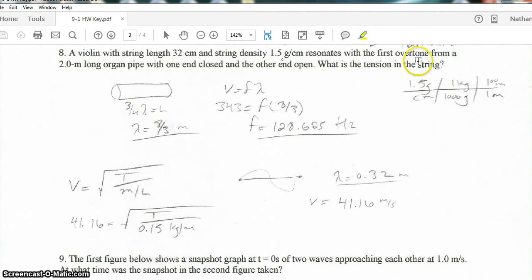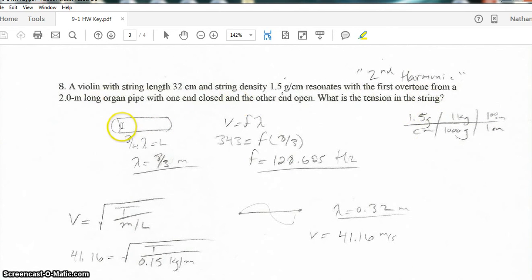Since I know it's the first overtone, the key is that it's the second harmonic. The second harmonic in a pipe that is open at one end and closed at the other would be 3/4 of my wavelength equals the length of the pipe. The length of the pipe was 2 meters, so 3/4 of the wavelength equals 2 meters. That's where I got my lambda equals 8/3. So that's my measurement there.